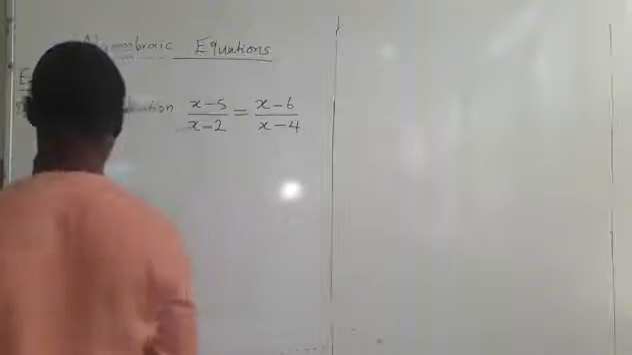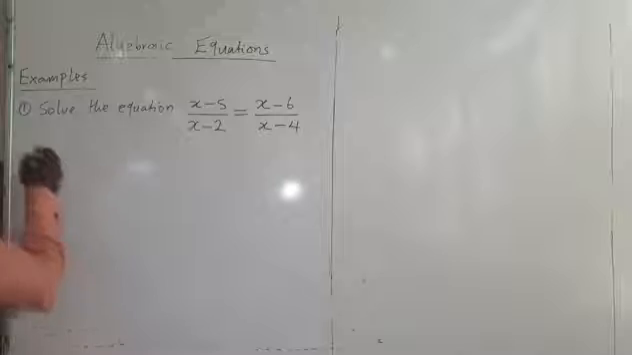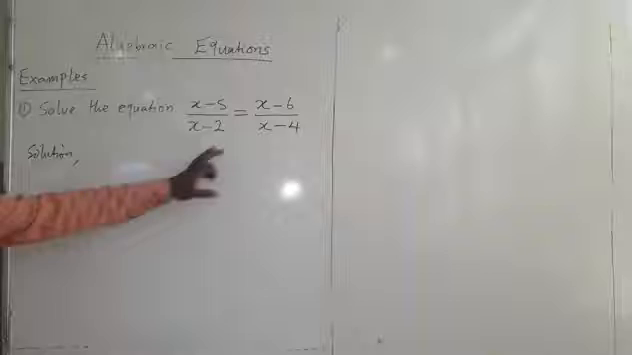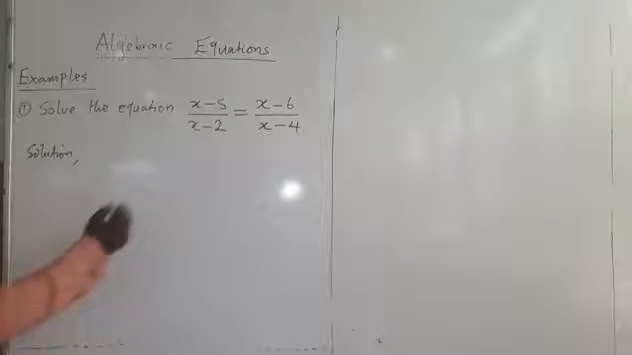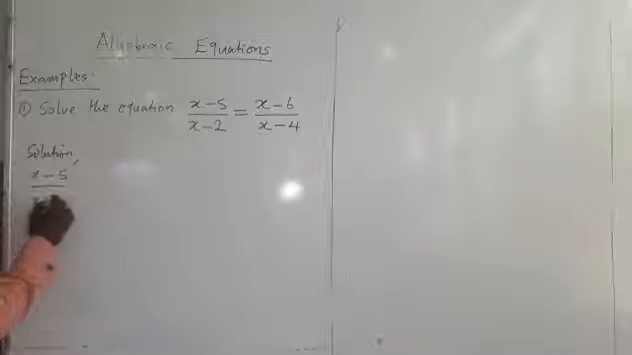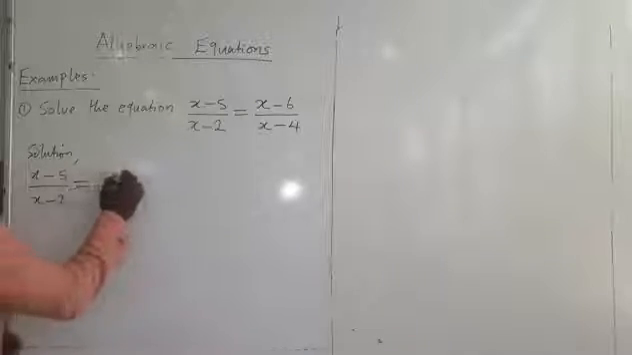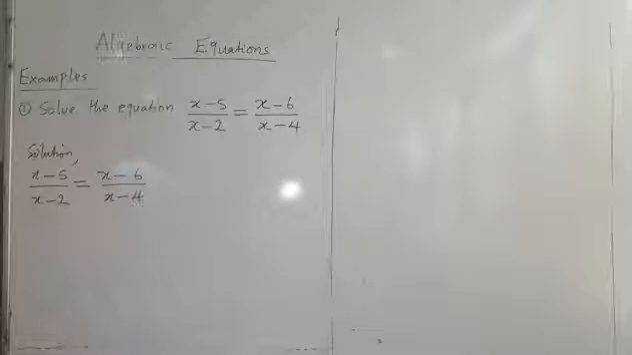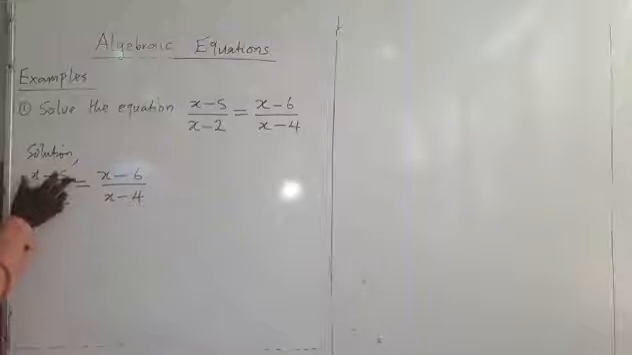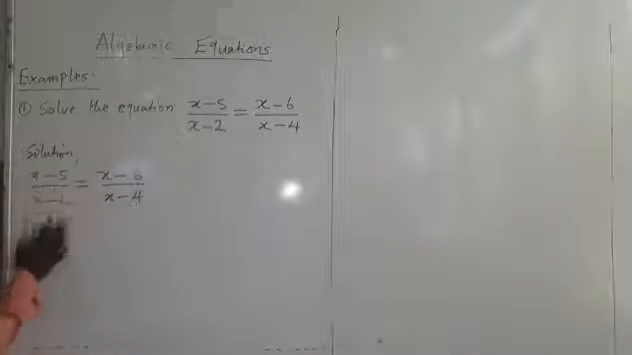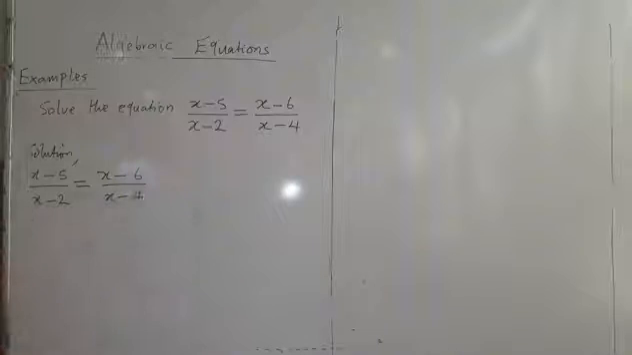And to solve this type of question, the first thing to do is to look for the value of the unknown. To get the value of the unknown, bring down the equation. So we have x minus 5 all over x minus 2 equals x minus 6 all over x minus 4. The first thing to do is to cross multiply. We multiply the numerator of the left hand side by the denominator of the right hand side.